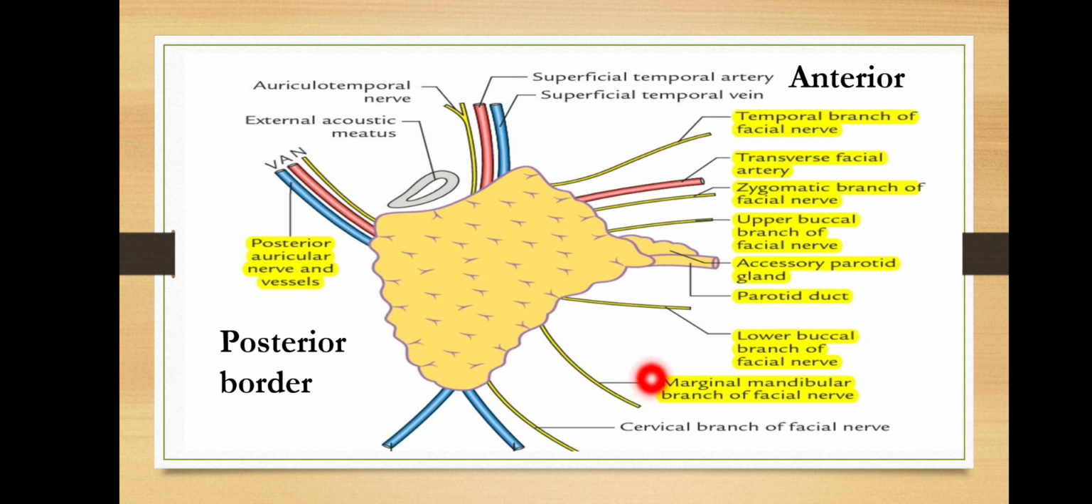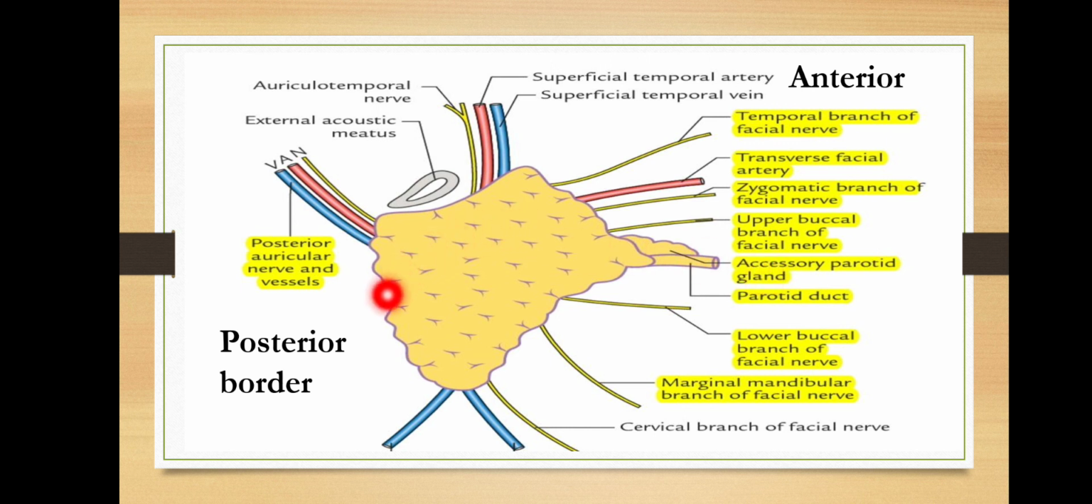Along with these nerves, we have one red colored structure here, that is the transverse facial artery. This artery is derived from the superficial temporal artery. And next we have the parotid duct also here. This is the parotid duct, and along with it we have one accessory parotid gland.